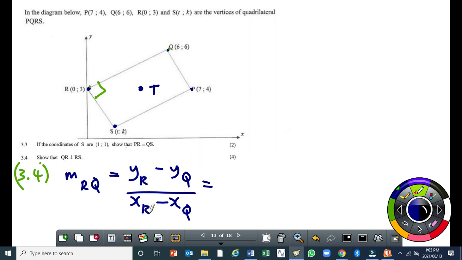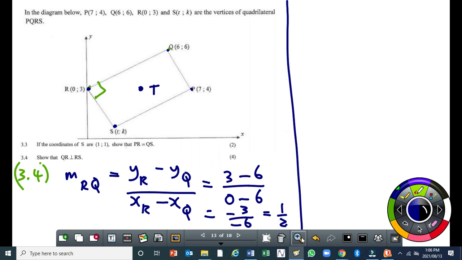So the coordinates of R, the y value is 3 minus the y value at Q, which is 6. And then the x value at R is 0. The x value at Q is 6. So if I simplify here, I'll get -3 over -6, which is a half. Right? So I've got the gradient there of RQ is a half.